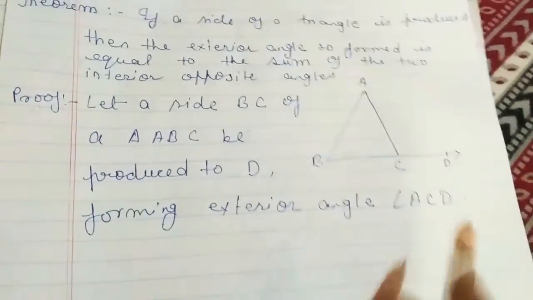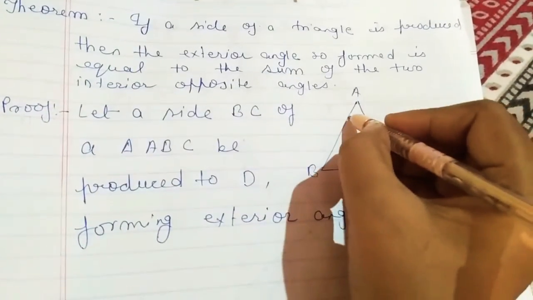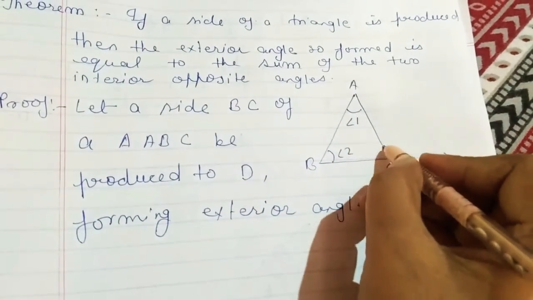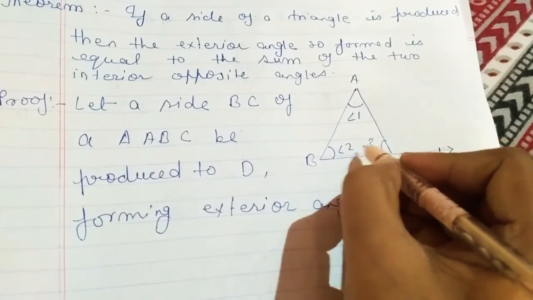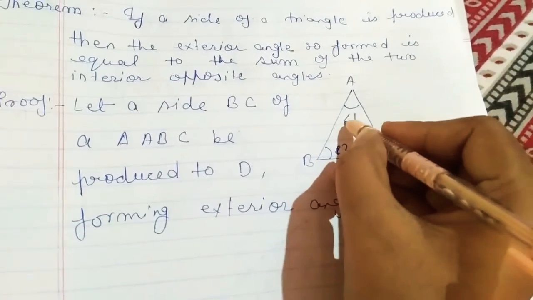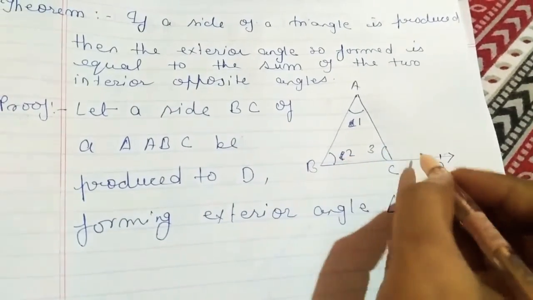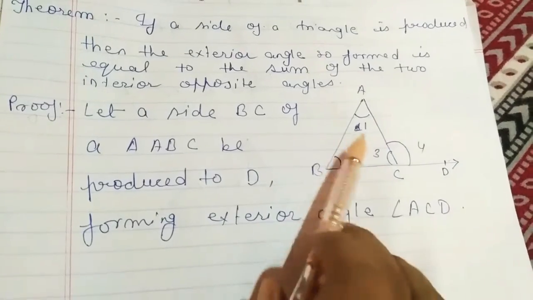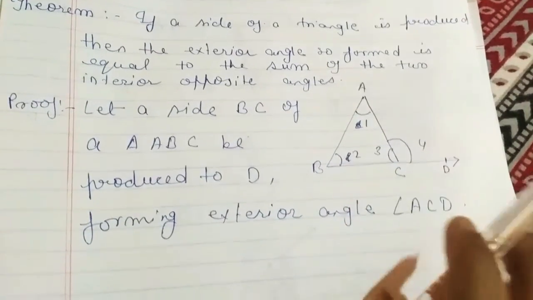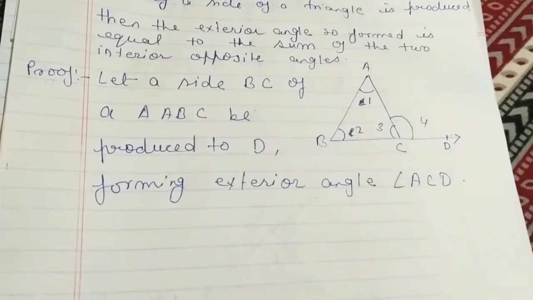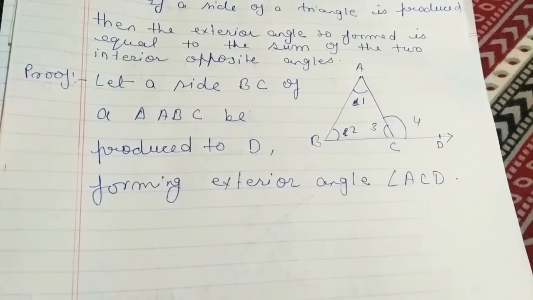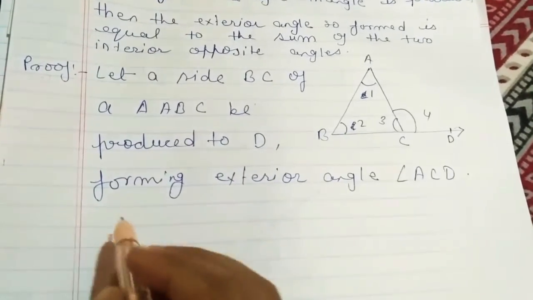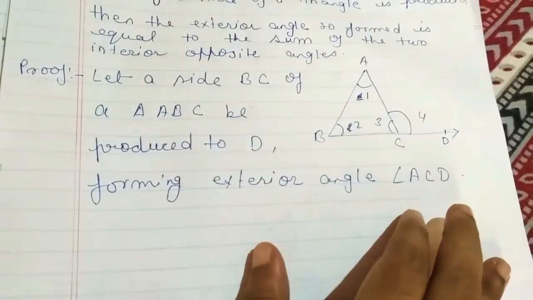Okay, now next step I told you that give name of these angles. Okay, you can write like this: angle 1, 2, 3. Okay, and this one 4. Okay, here 1, 2, 3, 4. Okay, this is the name of angle A, angle B, angle ACB, and angle ACD. Now, so this line you understand.